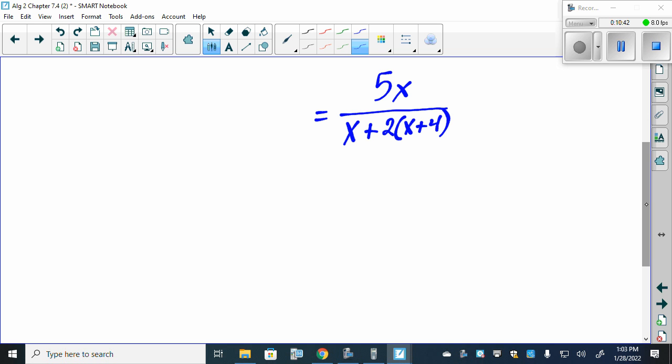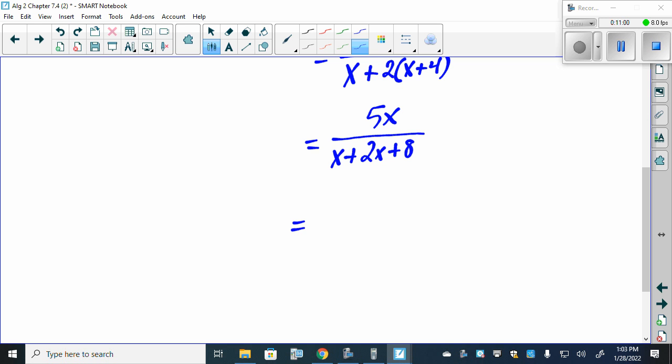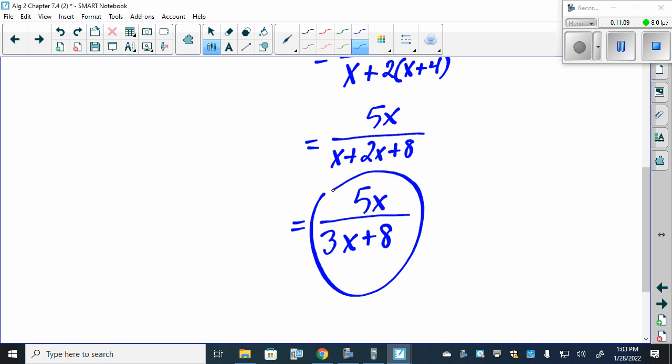So we can distribute that 2. We still have the 5x over x plus 2 times x is 2x, and 2 times 4 is plus 8. Well, x plus 2x is 3x, and we have our plus 8. Is that the exact same thing we got doing it by the first method?